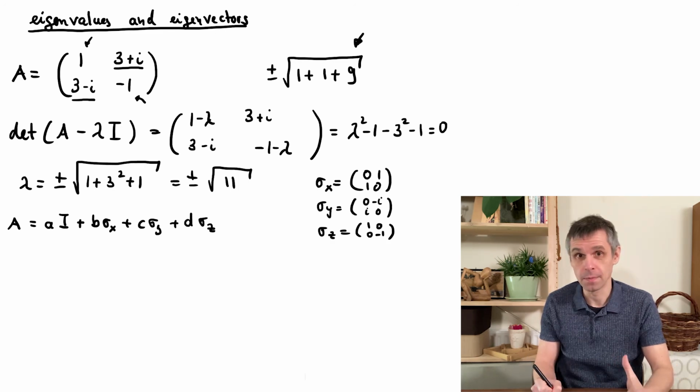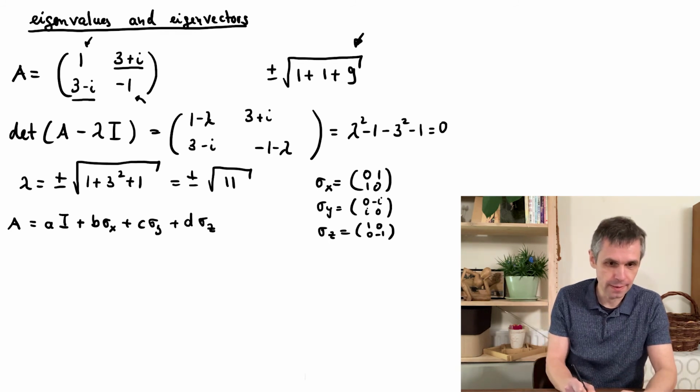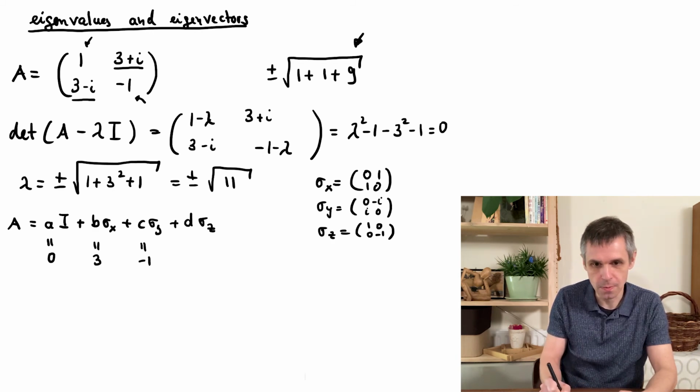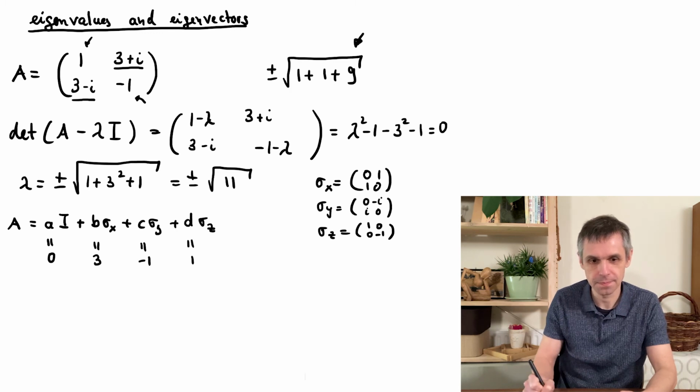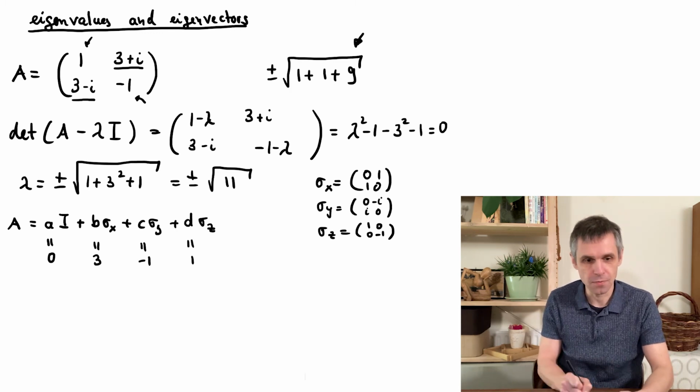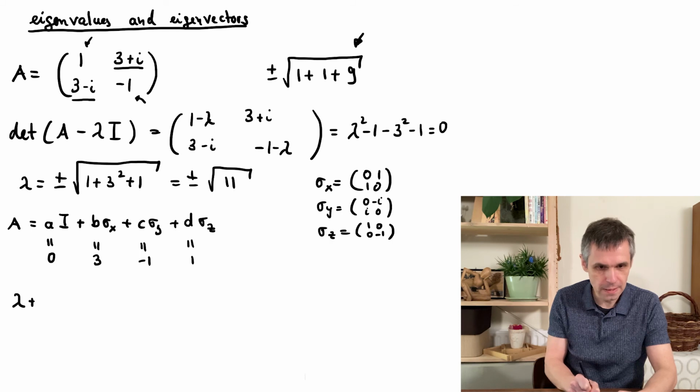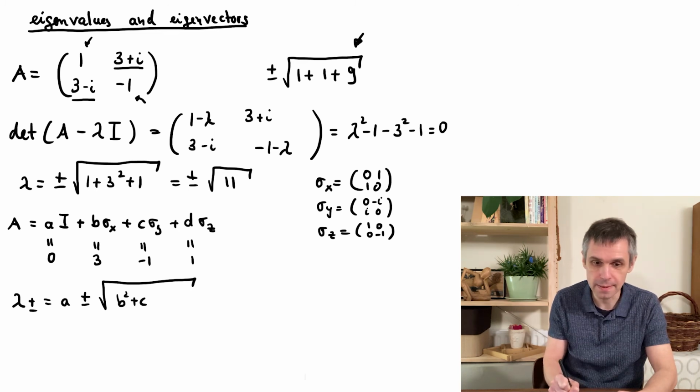A will be a Hermitian matrix when all the coefficients A, B, C, and D are real. In our case, they take the values 0, 3, minus 1, and 1. Written in this form, the eigenvalues of this matrix will then come out to be A plus or minus the square root of B squared plus C squared plus D squared.